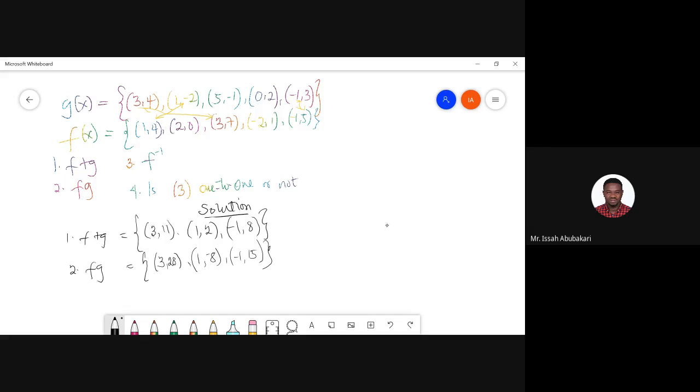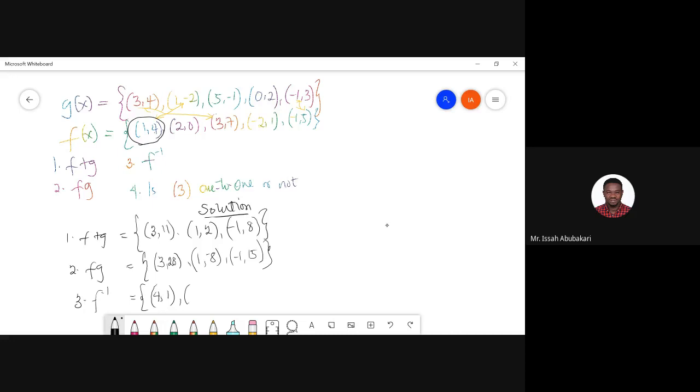Question 3. The inverse of f. The inverse simply means that you are given the output and you are asked to determine the input. So what we are going to do is we are just going to swap the positions of the x and y values. So in this case, the first point, this point, the input is 1 and the output is 4. So in the inverse, it will swap. So the output becomes what? The input. So we are going to have 4. When you input 4, we get what? An output of 1.